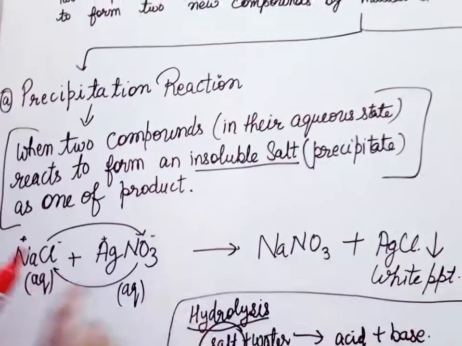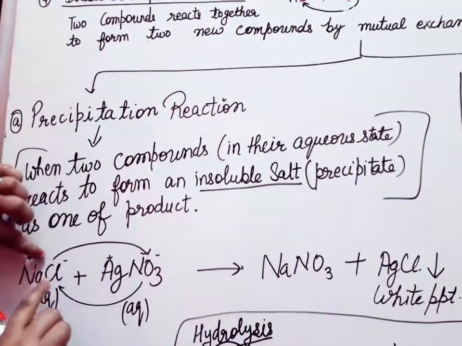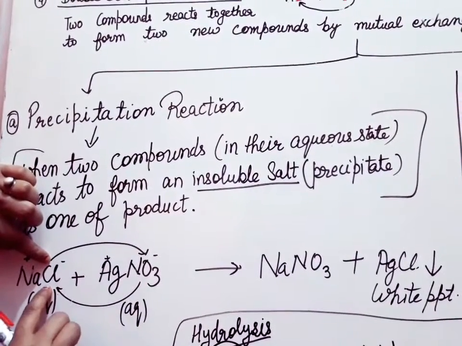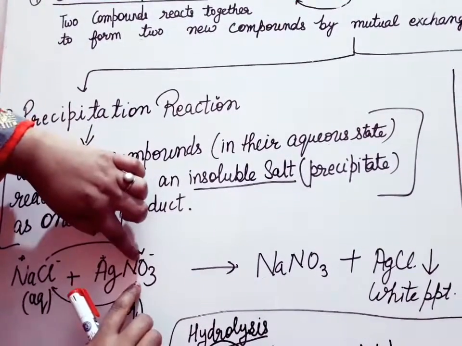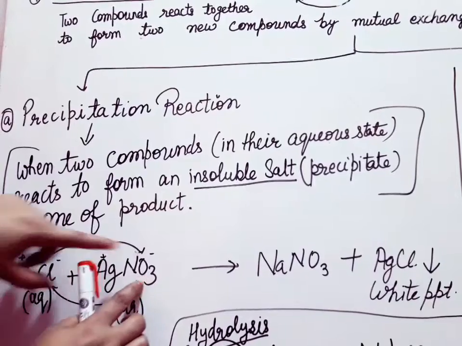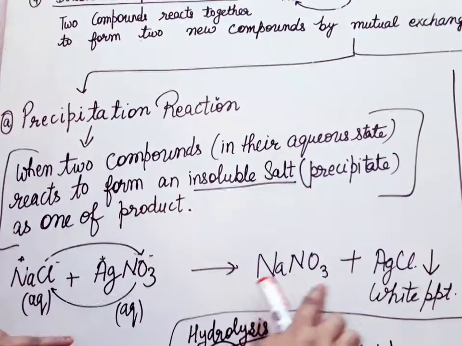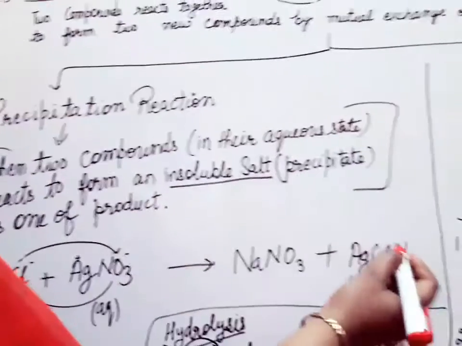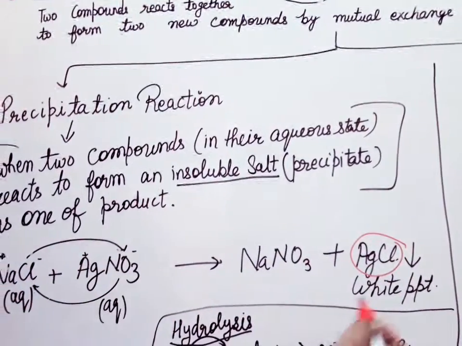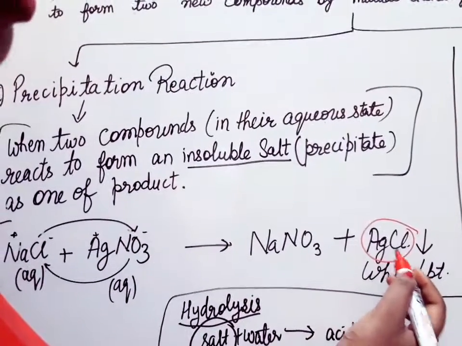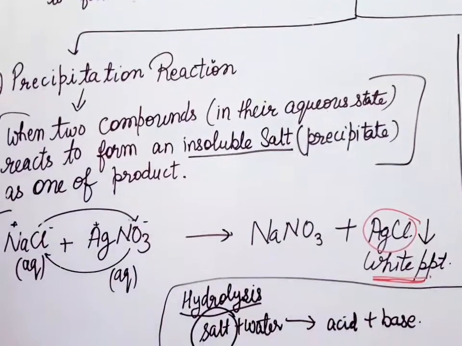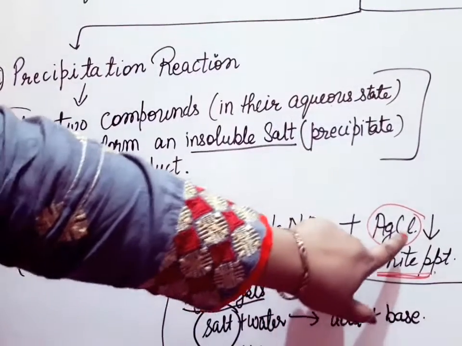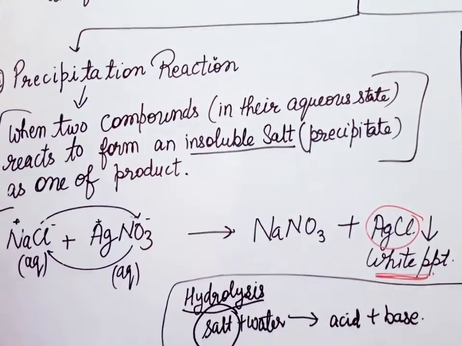Insoluble. For example, NaCl reacts with AgNO3. This Cl is exchanged with the NO3 negative ion, and in the place of the NO3 negative ion we will write Cl negative, and in the place of Cl negative we will write NO3. So NaNO3 plus AgCl will be the products, and AgCl is insoluble in the solution, therefore the insoluble salt is called a precipitate. This is silver chloride, white in color. Precipitates will be formed.